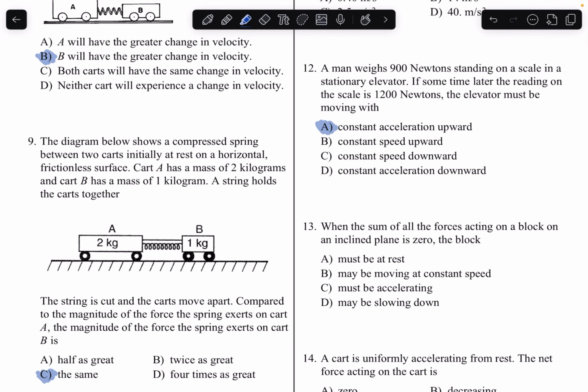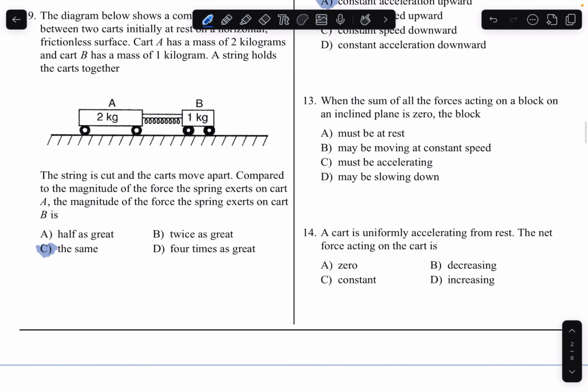So since this man is going from 900 newtons to 1200 newtons, that's the result of increased force, which upward acceleration in an elevator causes. 13. When the sum of all the forces acting on a block on an inclined plane is 0, the block may be moving at constant speed. So just read the answers really carefully.